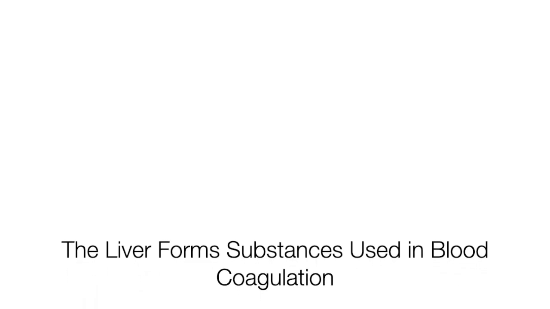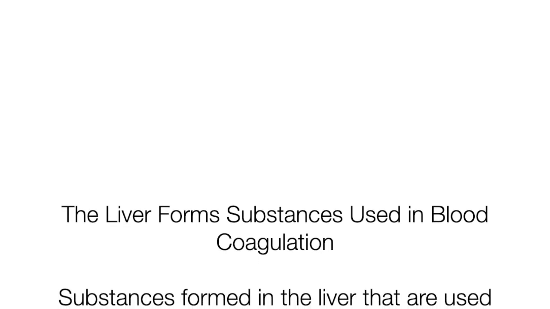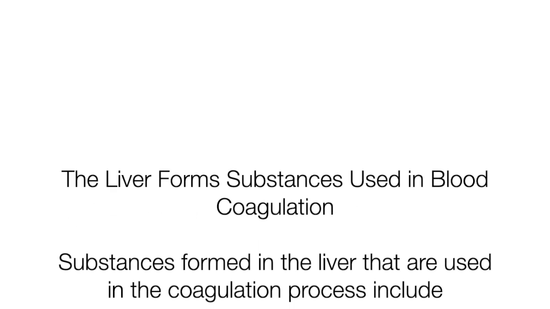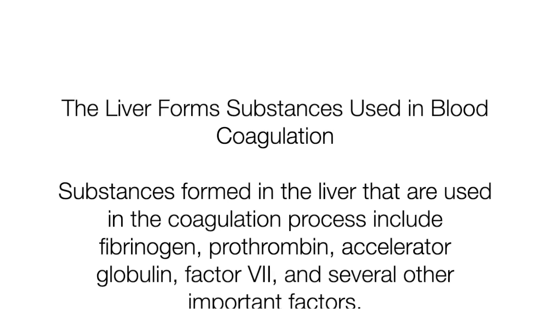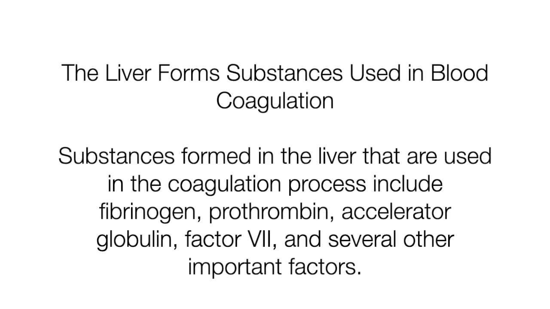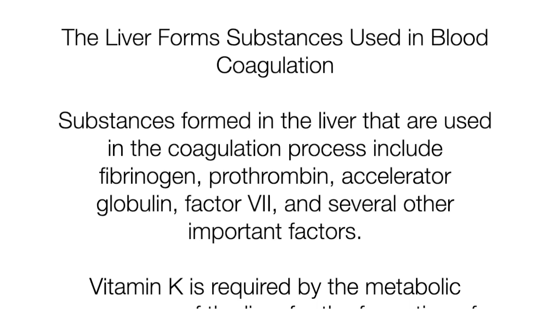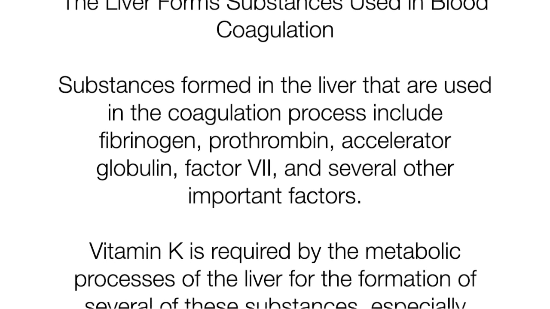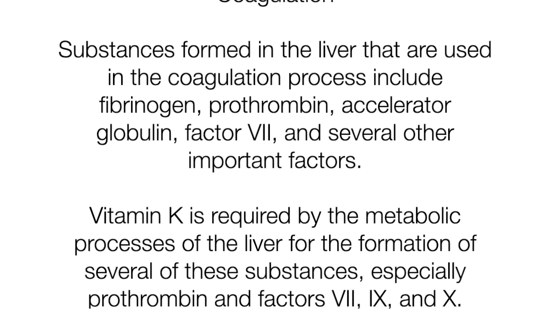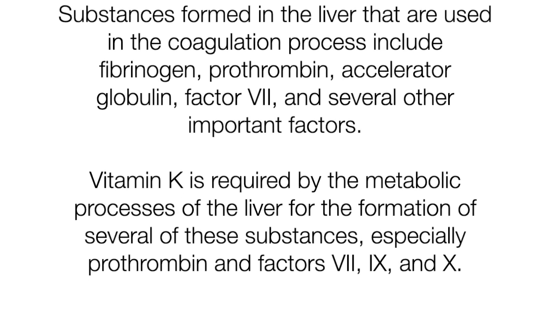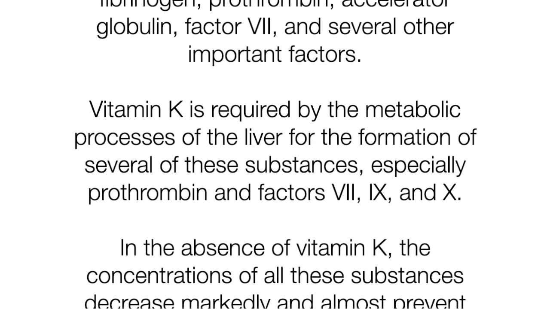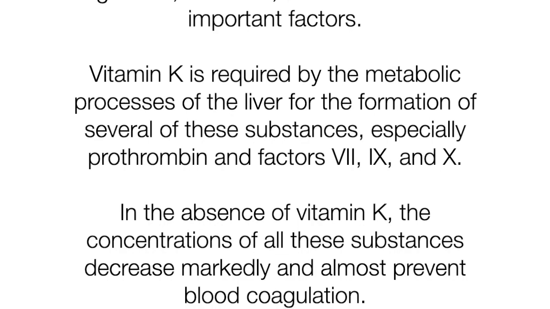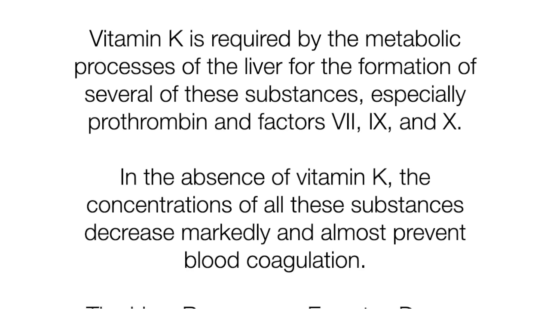The liver forms substances used in blood coagulation. Substances formed in the liver that are used in the coagulation process include fibrinogen, prothrombin, accelerator globulin, factor VII, and several other important factors. Vitamin K is required by the metabolic processes of the liver for the formation of several of these substances, especially prothrombin and factors 7, 9, and 10. In the absence of vitamin K, the concentrations of all these substances decrease markedly and almost prevent blood coagulation.